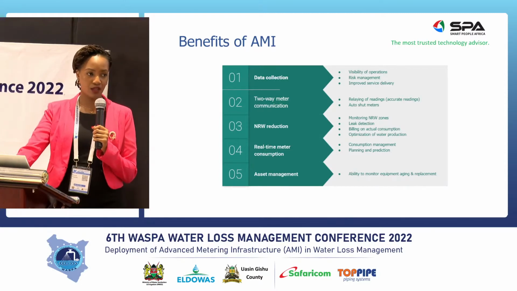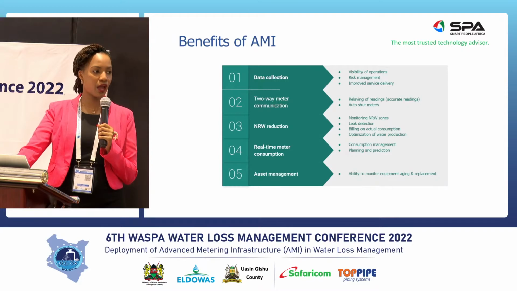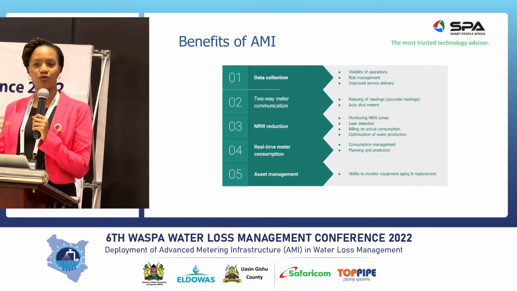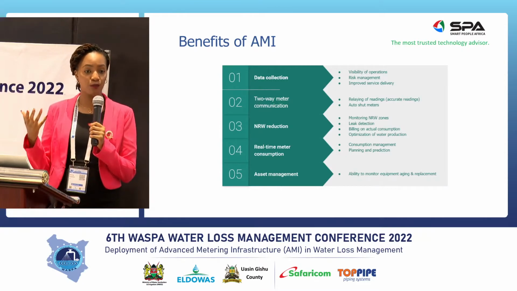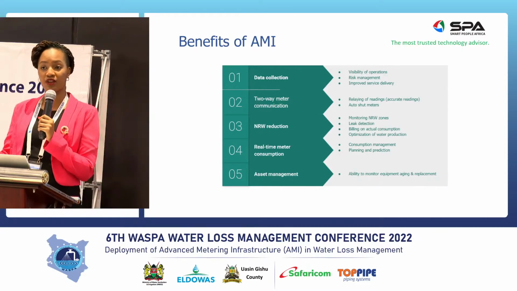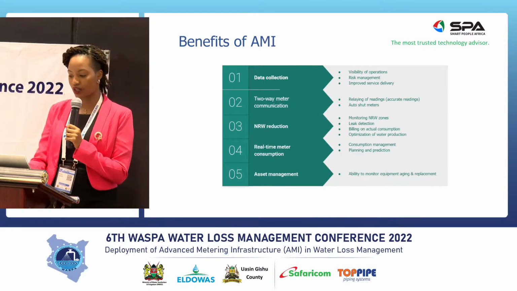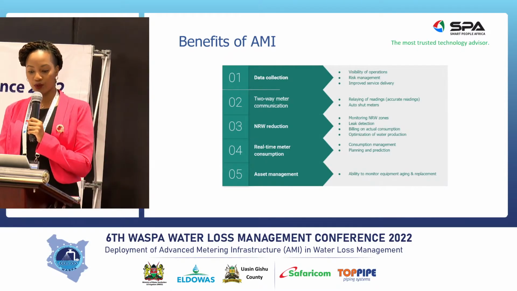We also have asset management. We have instances where, for example, utilities are replacing meters out because they have aged. But once you have a monitoring system where you're able to see from data, then you're able to know that you need to now start making the replacements of the various components.